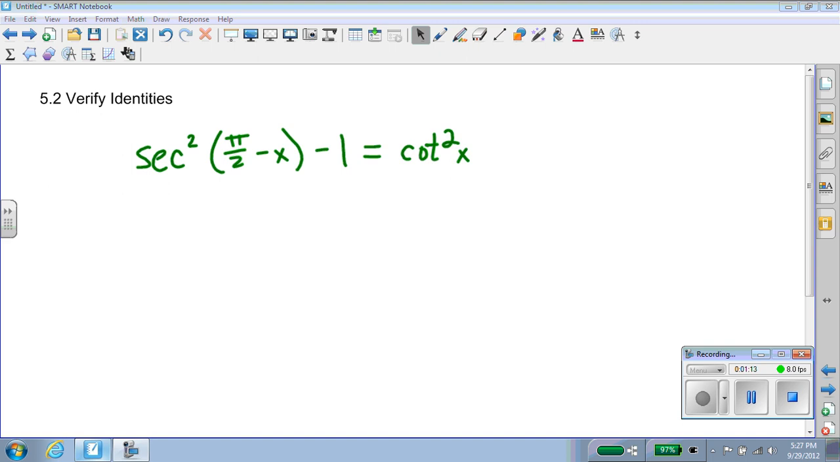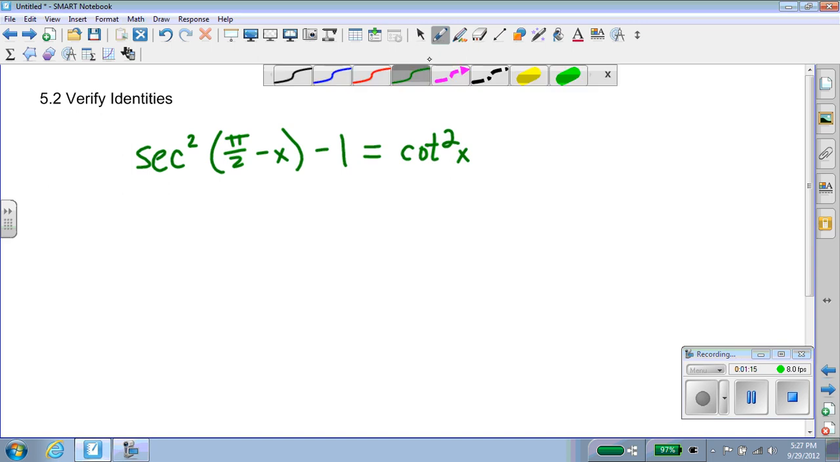Okay, so I've got some examples to show you how this works. So we have secant squared of pi over 2 minus x, minus 1, equals cotangent squared of x. I either have to pick the left side and make it look like the right side, or pick the right side and make it look like the left side. I think I have more to play with on the left side, so I'm going to pick the left side. And I need to make my work flow beneath the left side.